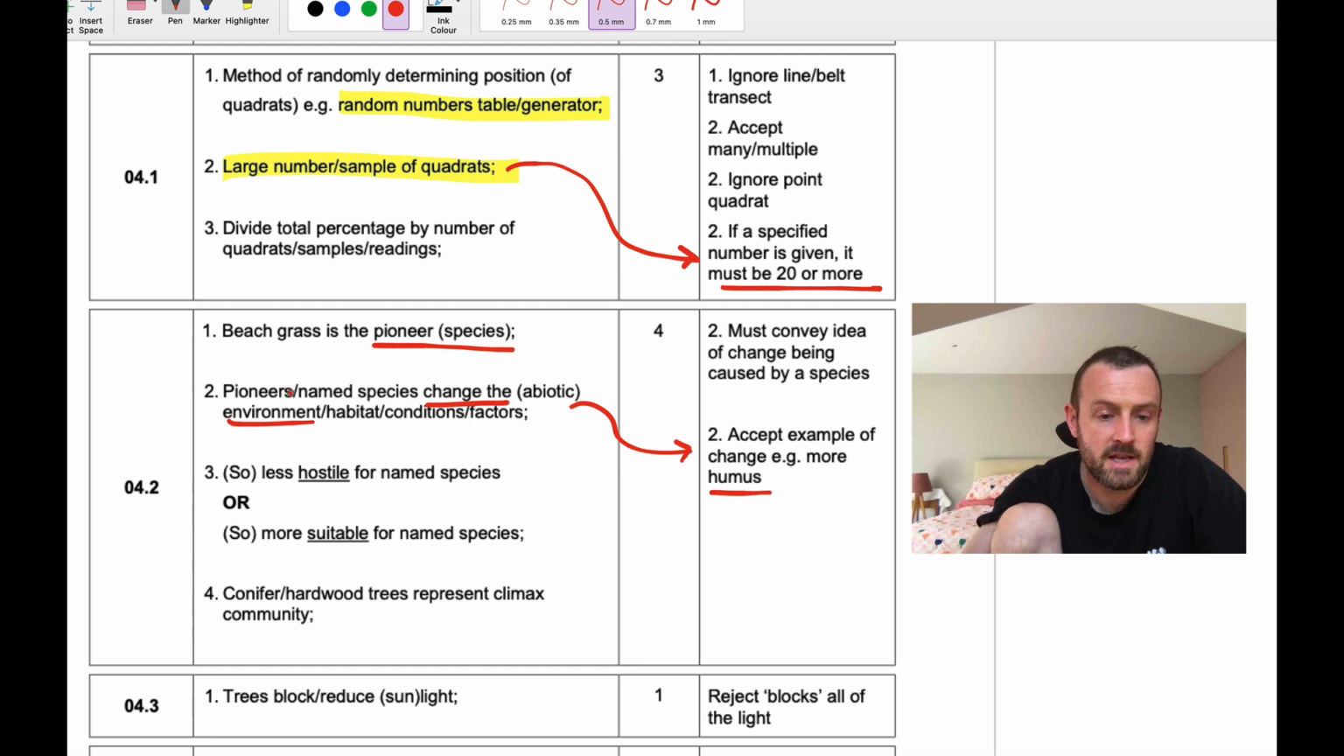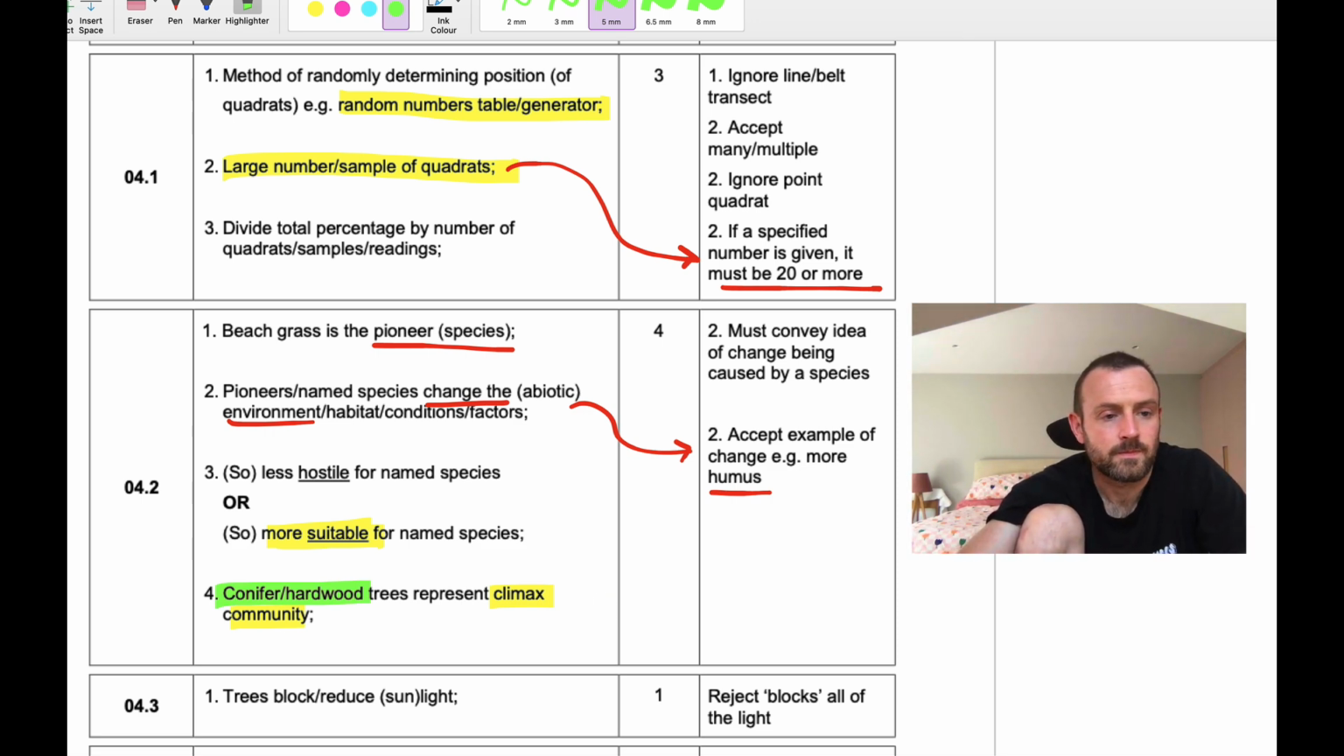M. Okay, the pioneer species changes the habitat, so it's less hostile, more suitable. I think this is phraseology that I want to remember. It's more suitable for the named species. And then there is that point as well for talking about the climax community. They give you a mark for either saying conifers or hardwoods are the climax community.